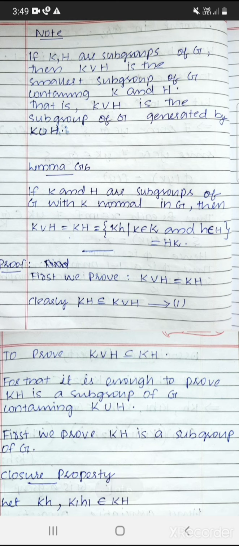So that's what the theorem says. If K and H are subgroups of G with K normal in G, then K join H is equal to KH, which is equal to the set of all kh where k belongs to K and h belongs to H, which is equal to HK. So hence that's what the theorem says. Thank you.